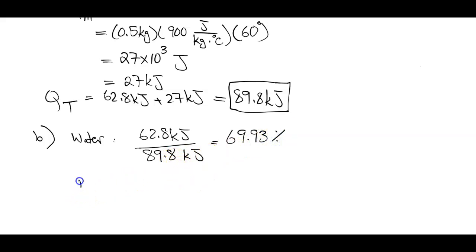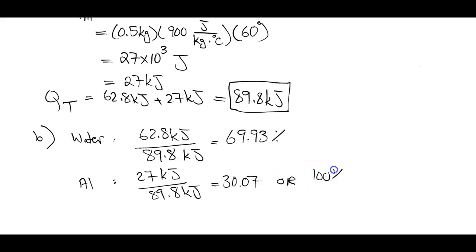Automatically for the aluminum, then you can do it one of two ways. You can say either 27 kilojoules over 89.8 kilojoules, which is 30.07, or you can say it's 100% minus this 69.93%, which is the water, which will give us exactly the same value again.